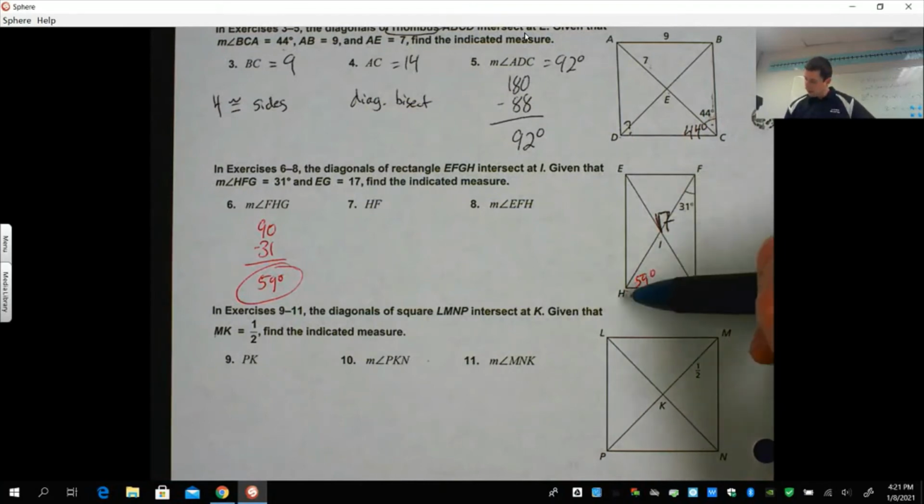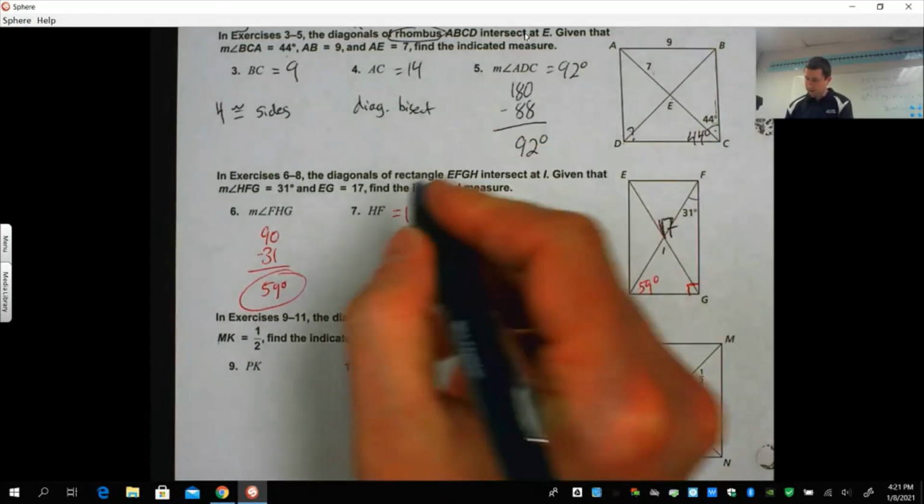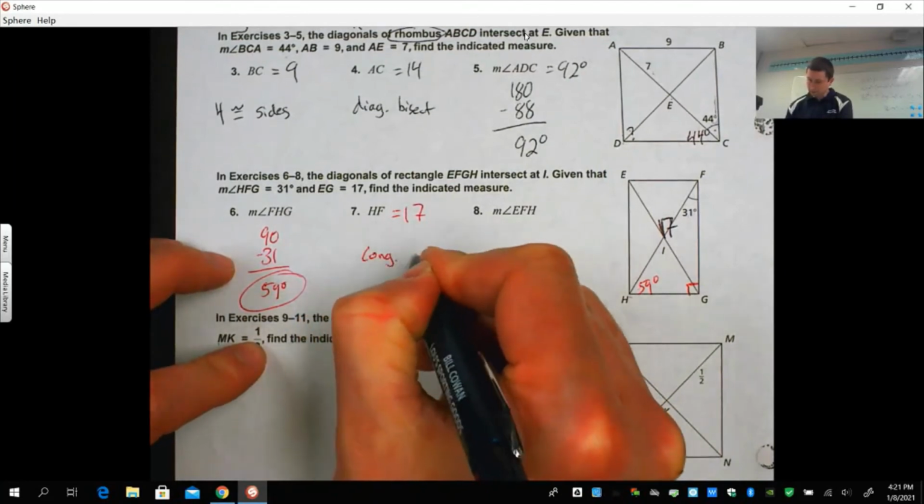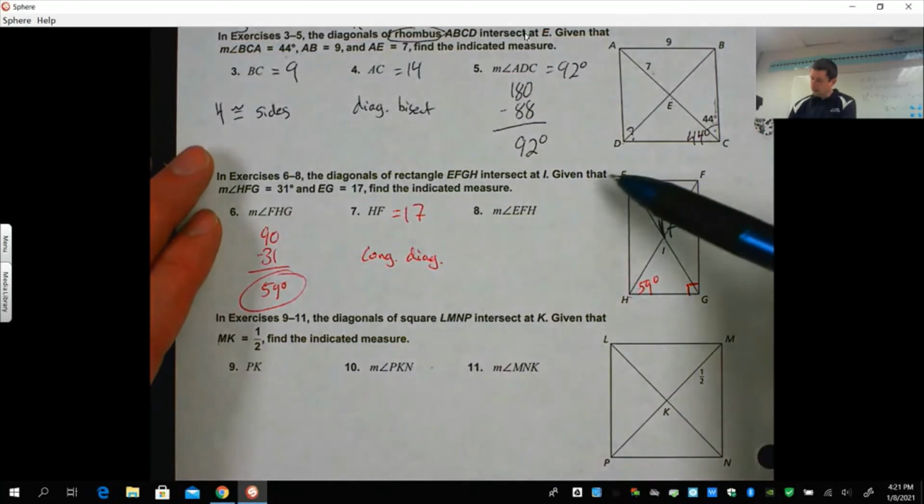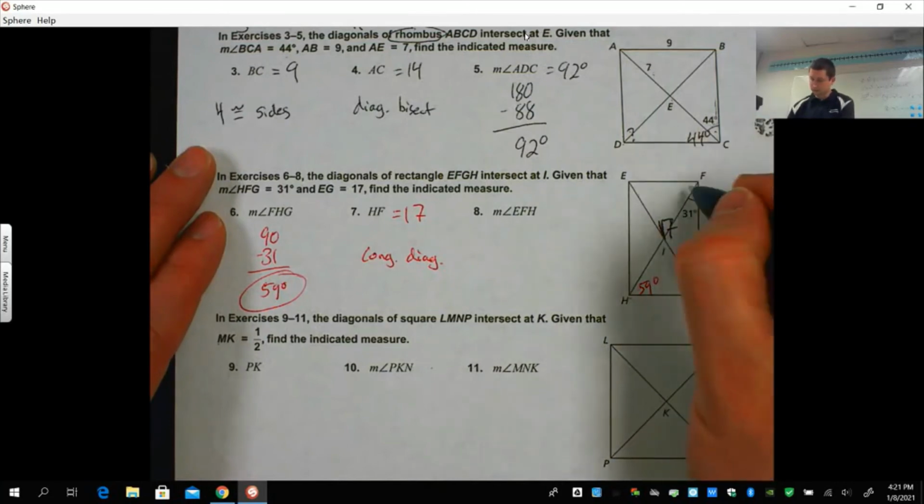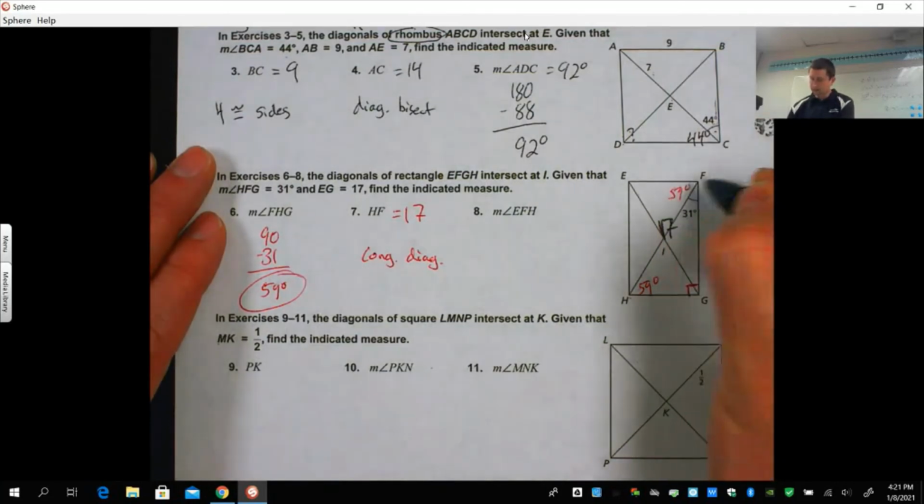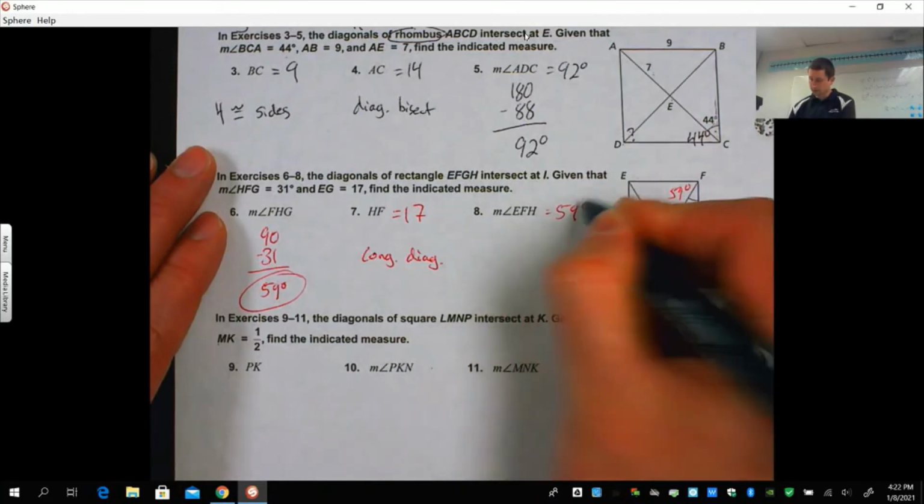HF. HF is the other diagonal. In a rectangle, diagonals are congruent, so that makes HF the same length as EG. That's going to be 17, because we have congruent diagonals. Number 8, measure of angle EFH. It's going to be the complement to 31, so that's going to be 59 degrees again, alternate interior angles to down there.